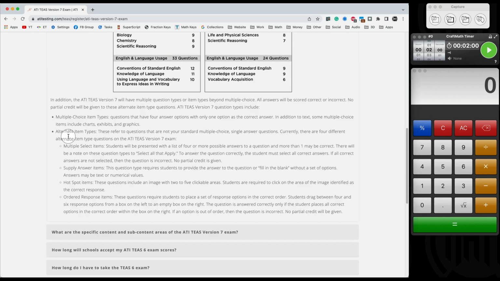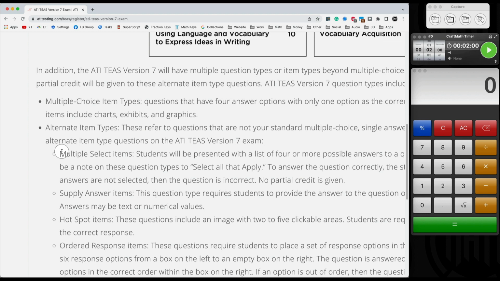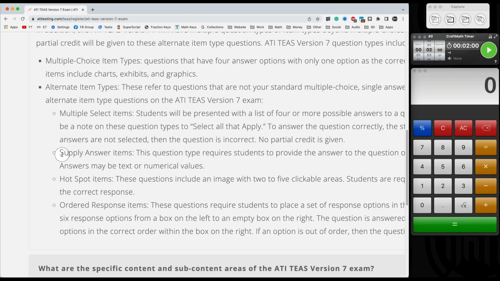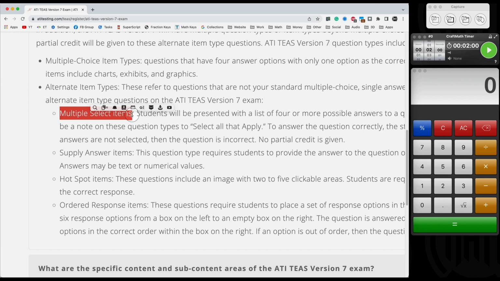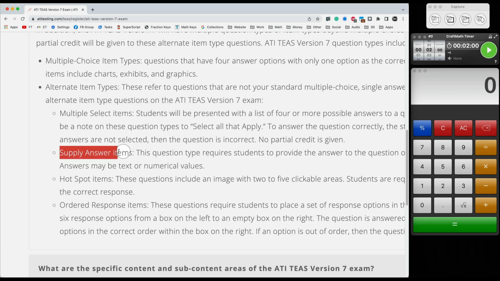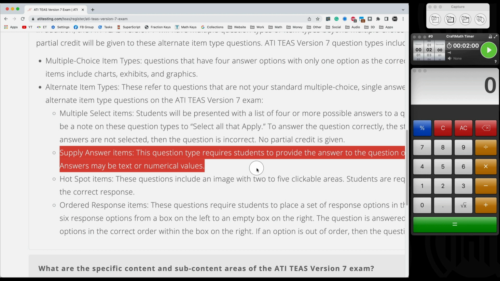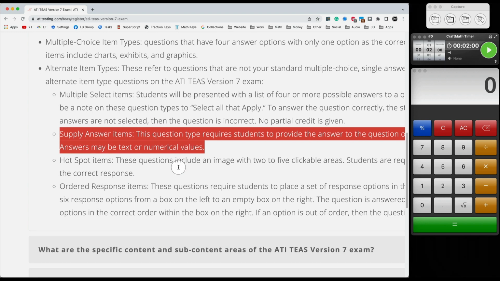Right here, multiple choice items, always been there. And these are the ones that I'm going to do with you all tonight. Select all that apply. Again, I did not see one on ATI's newest resources, but I could easily see how they could incorporate that into the math portion. Supply answer items. Basically, this is fill in the blank. And notice it could be text-based or numerical values. So you could see this on the English or reading, for example.